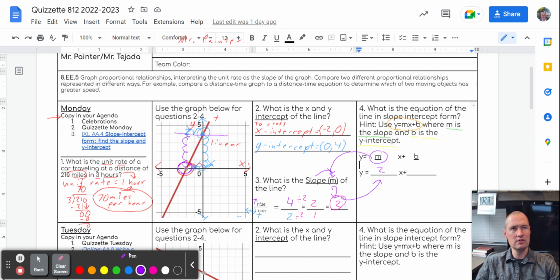Now, our b value, which represents the y-intercept, comes from the y-intercept we found here. For the b value, you're only going to use the y value. You don't need the x value. So the number that comes last in the ordered pair, where the 0 is the x value and the 4 is the y value, we're only going to use the 4. So in this case, our final equation is going to be y equals 2x plus 4.